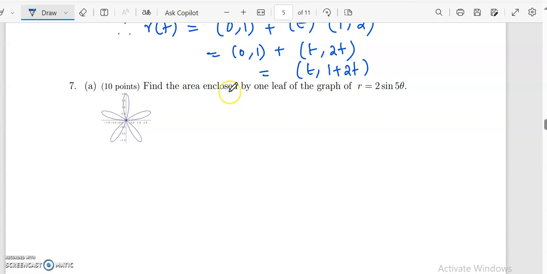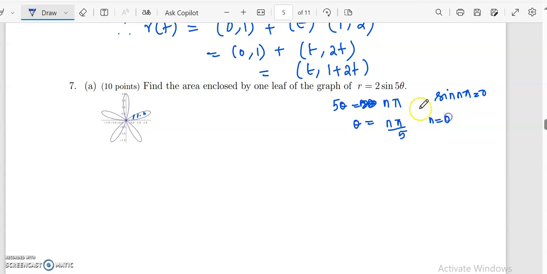And next one, we need to find the area enclosed by one leaf of the graph r equal to 2 sine 5 theta. Now let us consider this particular leaf of the graph. If we have 5 theta equal to n pi, in that case sine will be equal to 0. So we know that sine n pi will be equal to 0. So theta must be equal to n pi by 5.